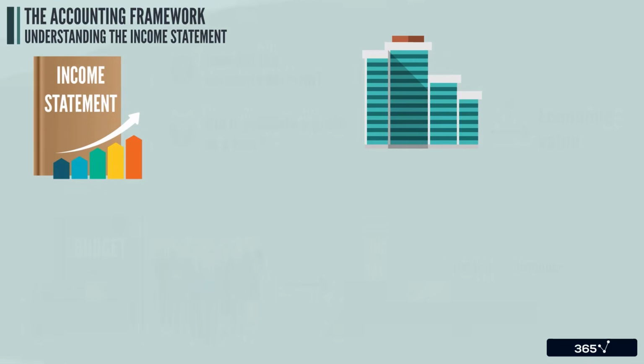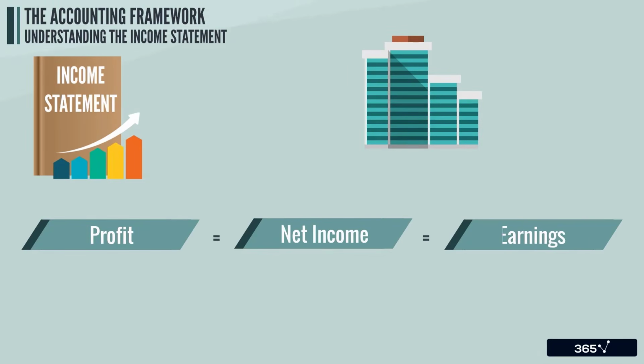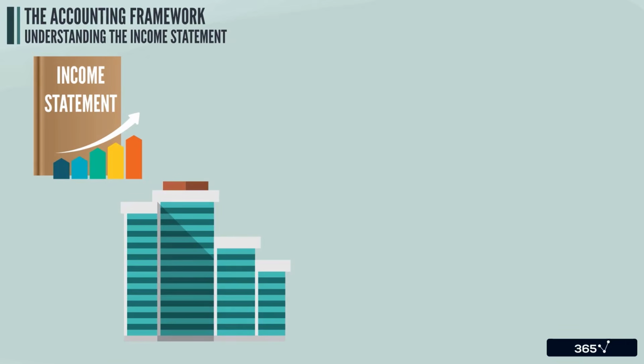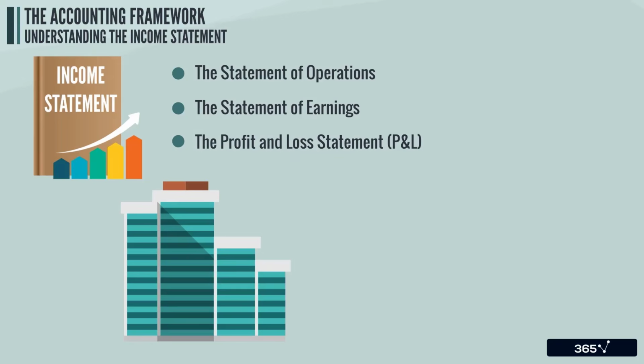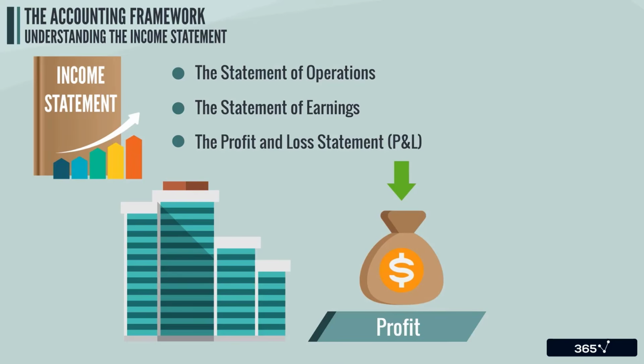We make the side note here that the terms profit, net income, and earnings are used interchangeably throughout the course. In reality, the income statement adopts various names, such as the statement of operations, the statement of earnings, the profit and loss statement, or simply the P&L. Whatever the title, it all comes down to the very same thing: a company's profit or net income generated as a result of the normal business operations.